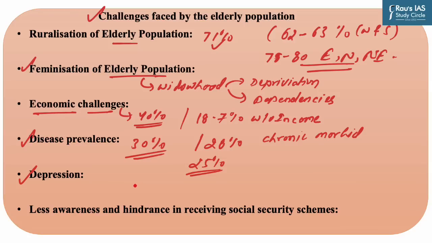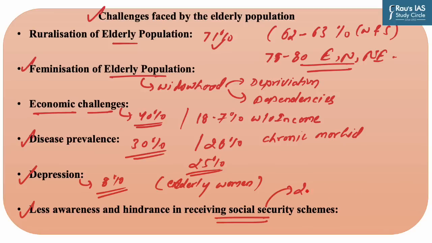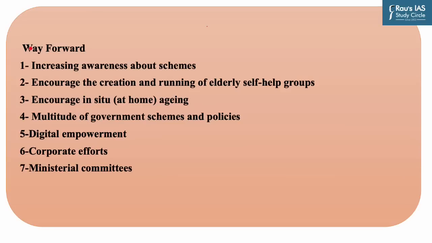Depression was observed to increase with age in approximately 8% of older individuals, and it was more prevalent among elderly women. Further, there is a challenge of less awareness and hindrance in receiving social security schemes. Only 29% of the elderly benefit from various social security schemes. Now, having seen the challenges, let us have a look into the recommendations as provided by the UNFPA.